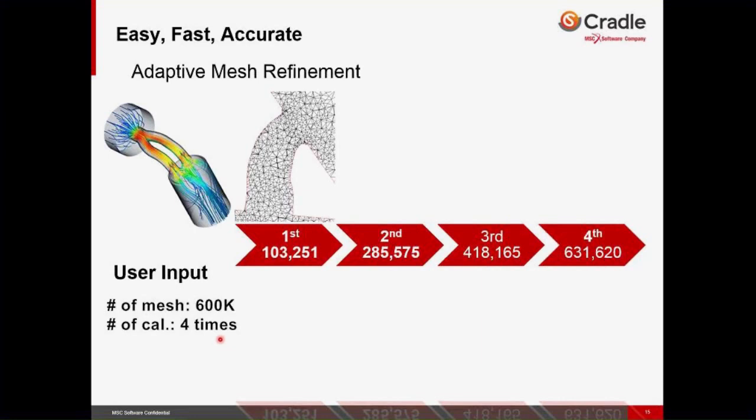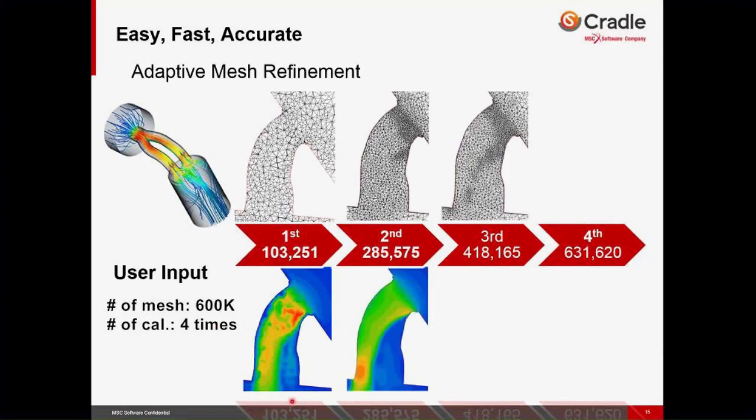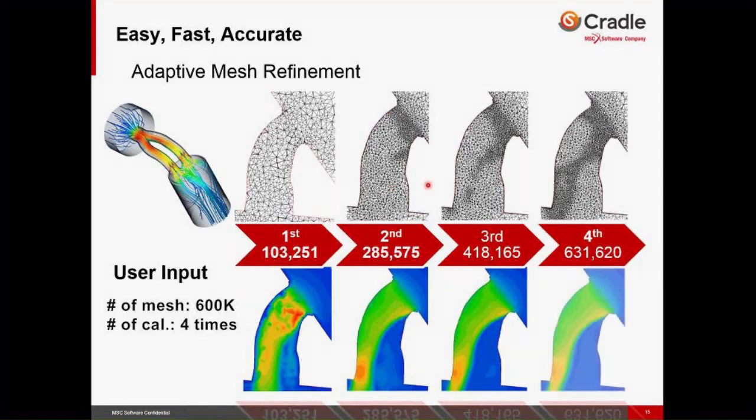It's a rough mesh, and using that rough mesh, you come up with the first result. And using this first result, the program automatically refines the mesh by detecting the gradients of the pressure, velocity, and temperature, and then gets the second result. And using the second result, it repeats this process.